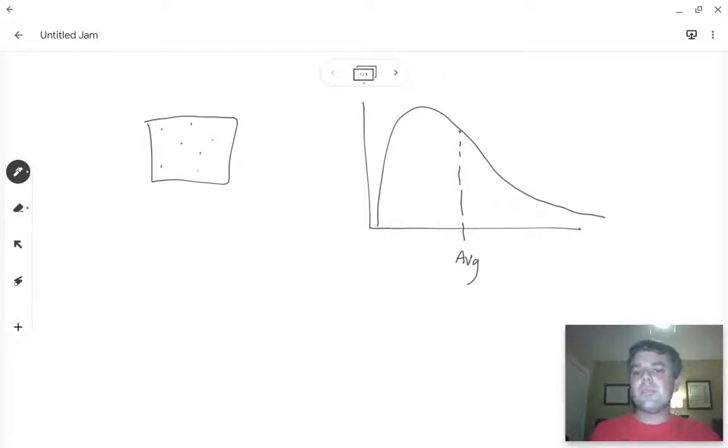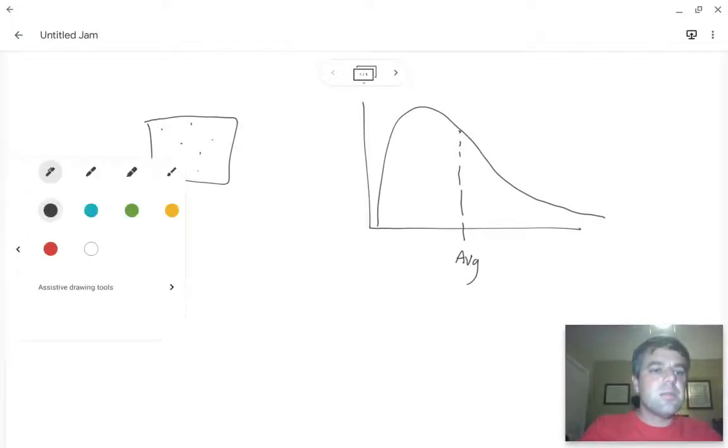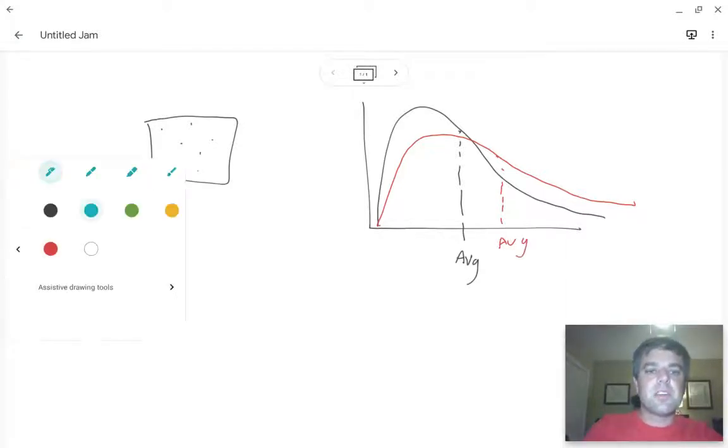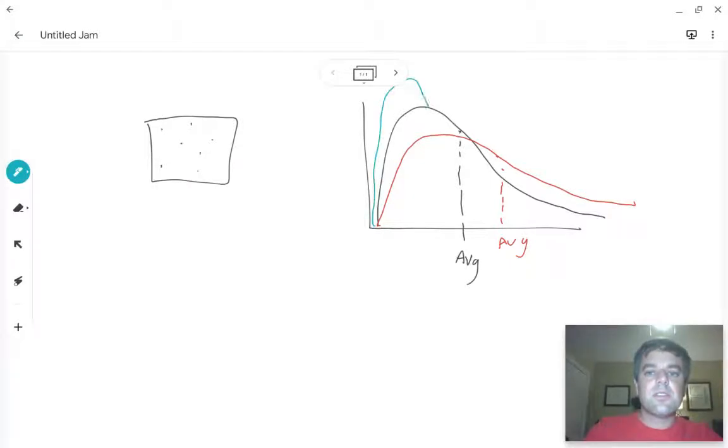It's a distribution. It's not a bell curve. It is skewed to the right. If you were to increase the temperature, at a higher temperature this curve would look something like this, where the average would be here. And if we went to a colder temperature, then it would be more like this, where the average would be here.